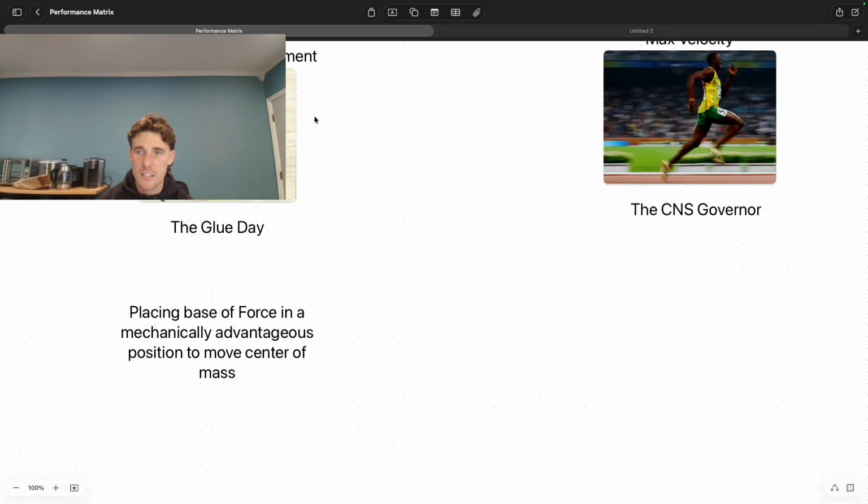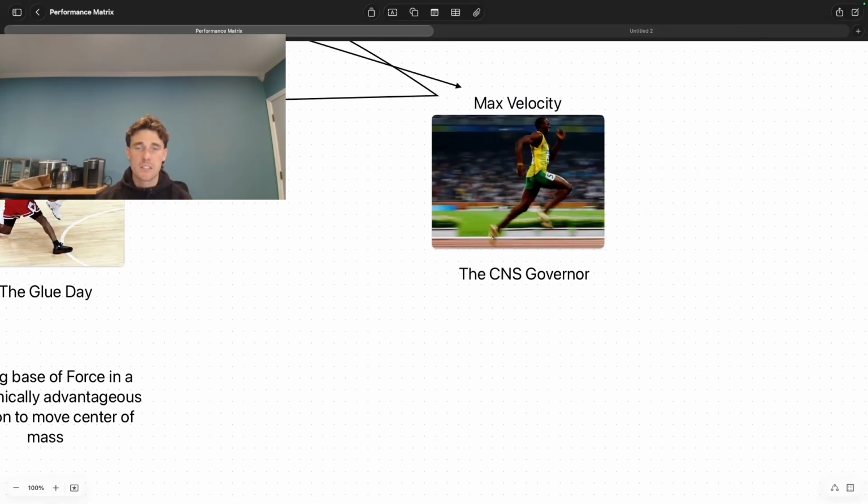Now we look at max velocity right here. This is probably the one that gets the most glory, how fast you are. People think you're max velocity. Well, it's very true that max velocity can improve almost everything else that you do. It's the CNS governor. It's your ceiling. You run faster, you have a better chance of jumping higher and accelerating better.